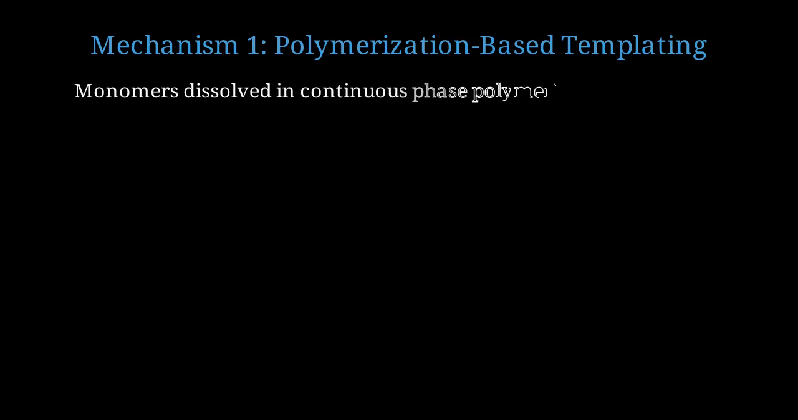Let's examine our first mechanism, polymerization-based droplet templating. This approach uses chemical cross-linking to preserve droplet architecture. In this method, monomers or oligomers are dissolved in the continuous phase. Upon initiation, polymerization occurs around the droplet templates, creating a solid matrix.